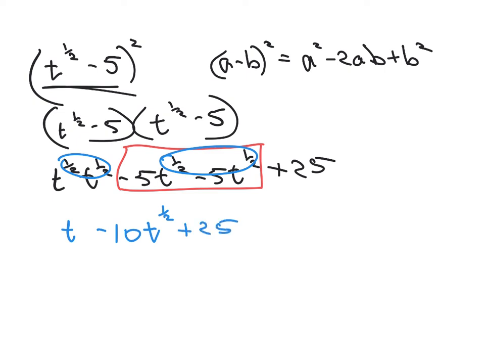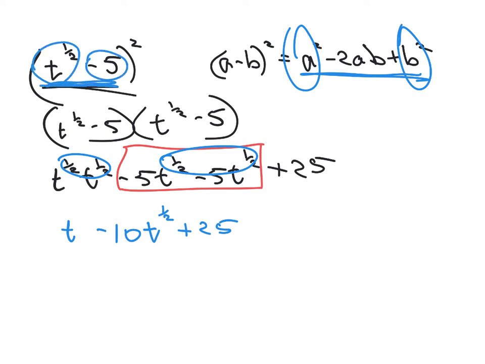And then we have 25. Okay, if we do the same thing with that formula, we square the first term, square the last term, multiply negative 5 and t to the 1/2 together, and then multiply it by 2, and I get the same thing. But I would just stick with the FOIL method just because it's easier to remember than that other formula. That brings us to example 5.